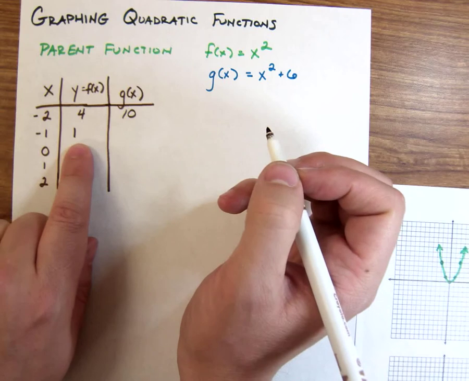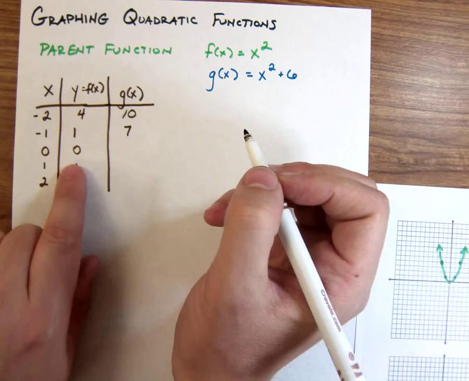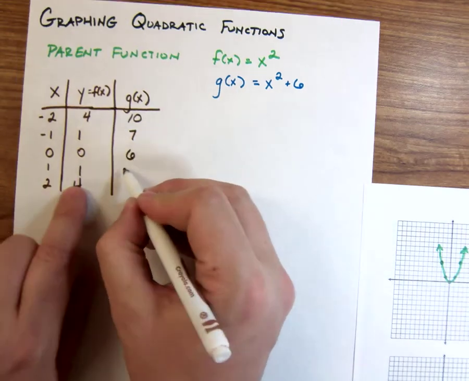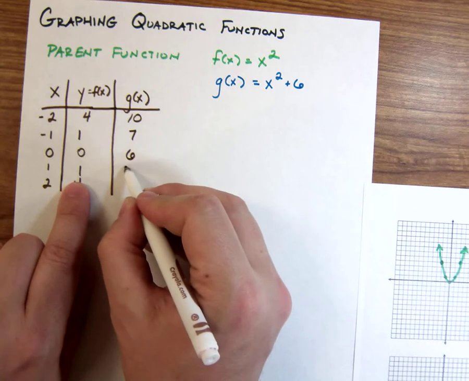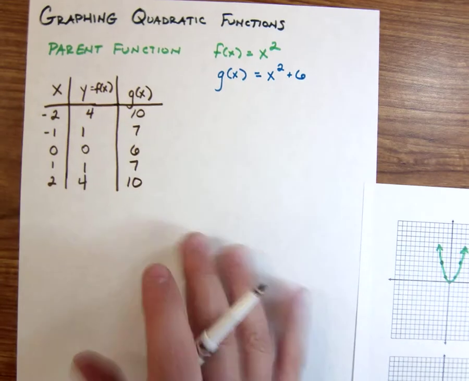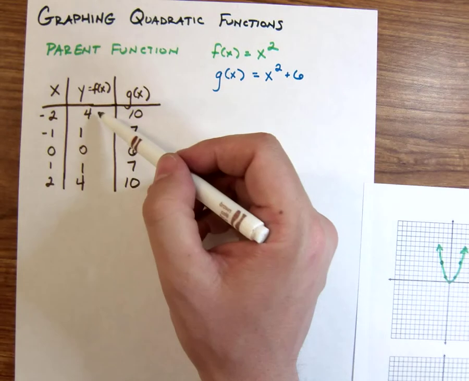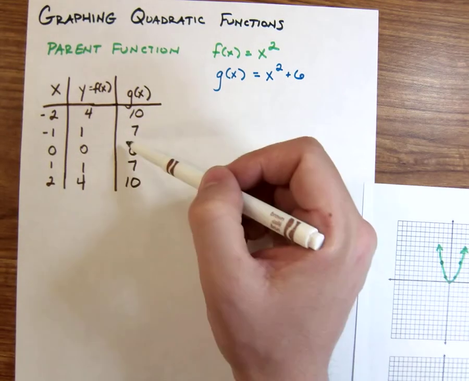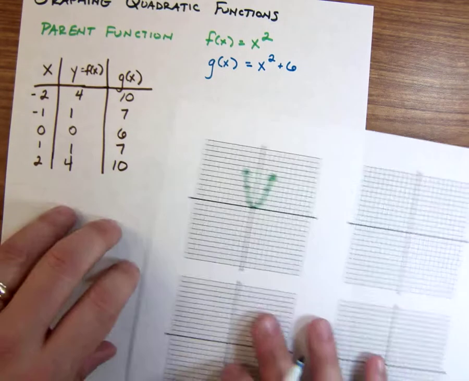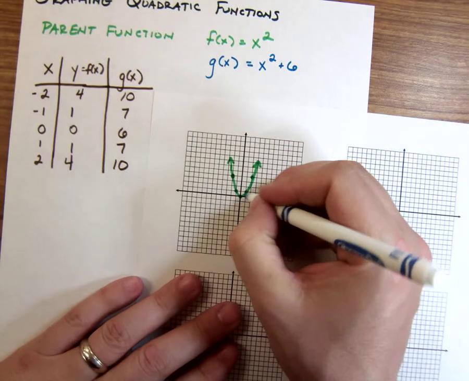X squared was 1, so x squared plus 6 will be 7. X squared was 0, so this will be 6, and then 7, and then 10. So this one does the exact same thing that the first one did. It starts at 10, drops down and comes back up to 10, only where the first one, x squared, stopped at 0 and came back up, this one stops at 6 and comes back up. Okay, so I'm going to go back to my graph paper. I'm going to graph that on there. So 4, 10, negative 2, 10.